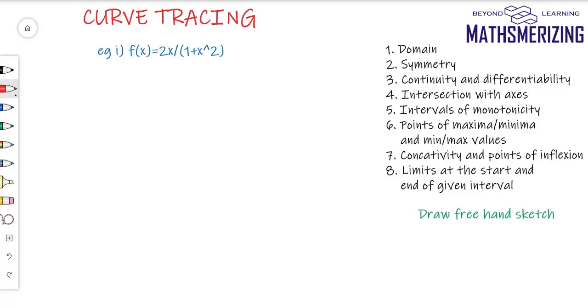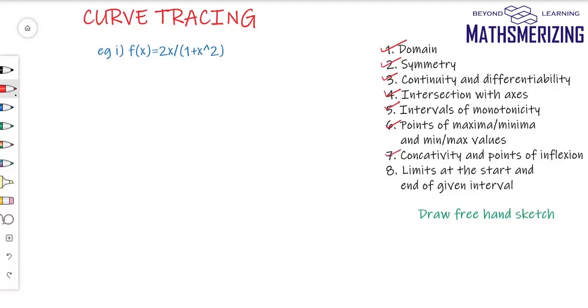Now there are 8 steps in curve tracing which will help us to draw a freehand sketch of a given curve. So we'll start with the domain of the function, and then we'll discuss if there is any symmetry in the function. Thereafter, we'll go to its continuity and differentiability. Then we'll look for all the points of intersection where the curve intersects x-axis or y-axis. Then we'll look for the intervals where this function increases or decreases. Thereafter, we'll find points of maxima and minima, and we'll also find out their maximum and minimum values.